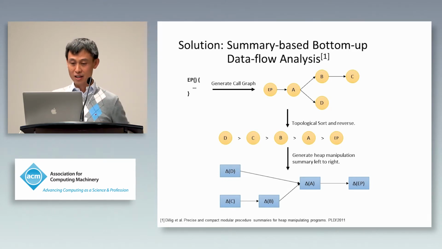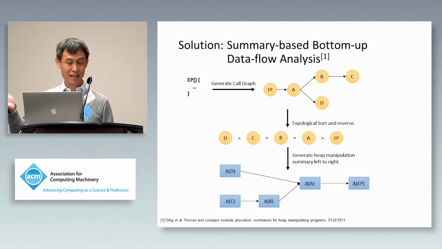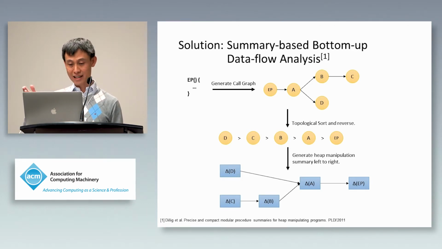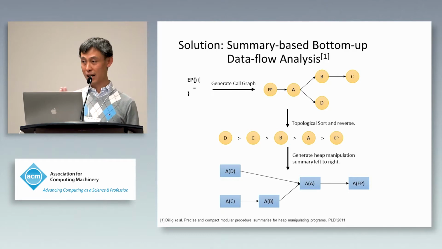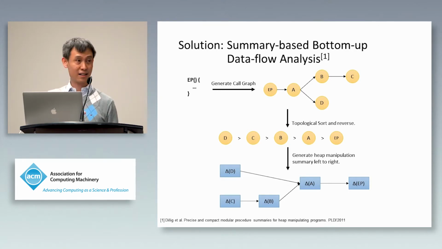So for example, if B and D are written in native and the rest are written in Java, it doesn't really matter. We apply a native analyzer on B and D, and then we apply a Java analyzer on the rest. All that needs to happen is to propagate the summary from the callee to the caller. So the summary becomes the contract between the two types of analysis. You can conduct each one of them independently. Don't have to worry about context switch.